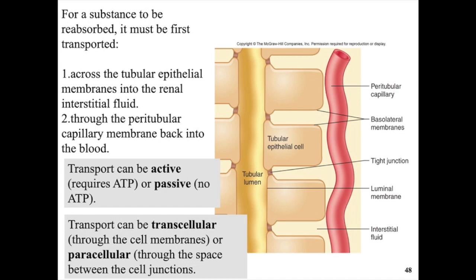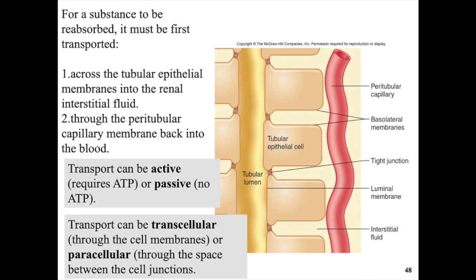So how does the reabsorption occur? Through all the means of transport we spoke about. It can be passive or active. It can be crossing the cell, which is transcellular, or it can be paracellular. Okay?